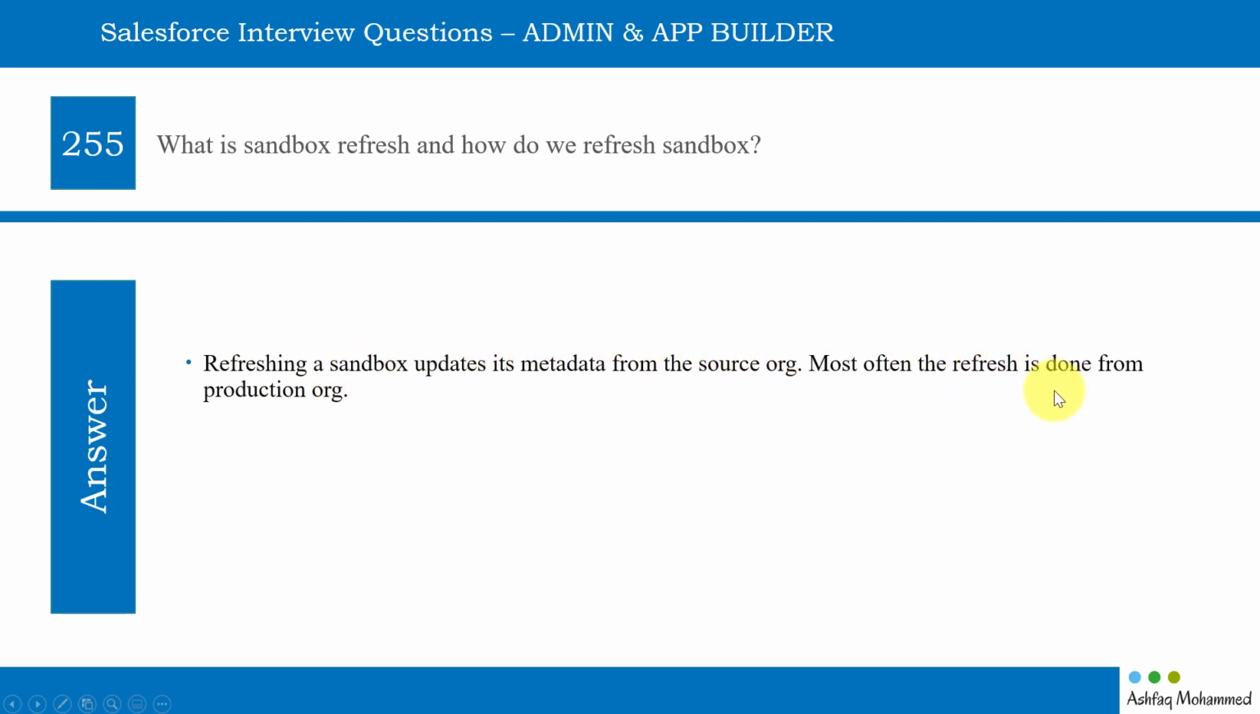Most often the refresh is done from the production org. So basically, why do we really need the refreshes? Let's suppose I have created a developer org and I have done so many developments, and I have another developer org which is used by BAU teams, and they have also done some development, right?